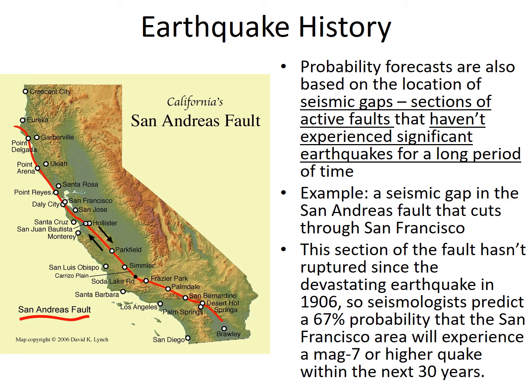Probability forecasts are based on the location of seismic gaps, which are sections of active faults that haven't experienced significant earthquakes for a long period. So if you live along a fault and it hasn't experienced an earthquake for a long period, you are probably up for a chance of an earthquake soon. There is a seismic gap, for example, in the area that cuts through San Francisco. So there's about a 67% probability that San Francisco will experience an earthquake.